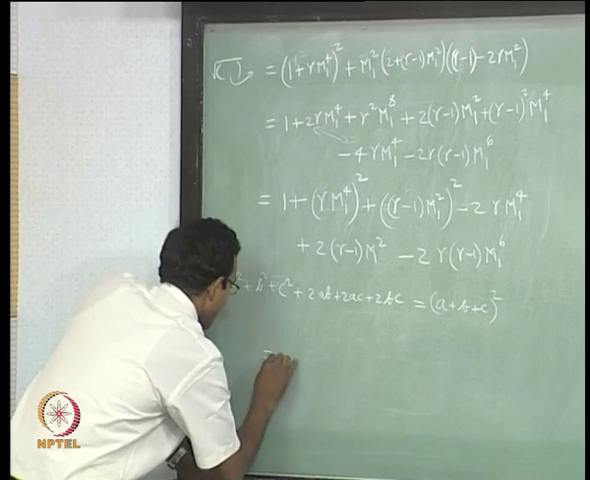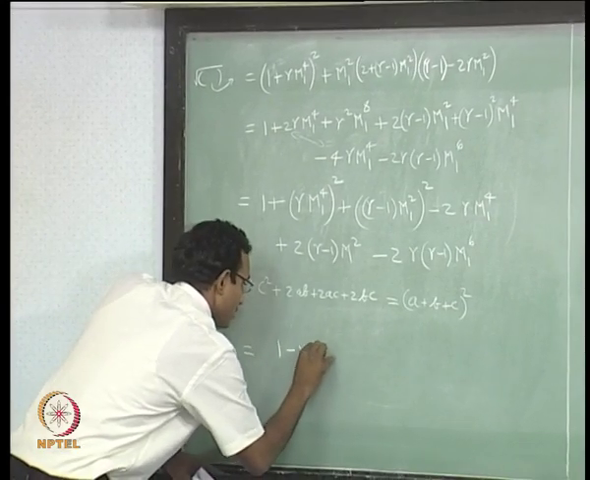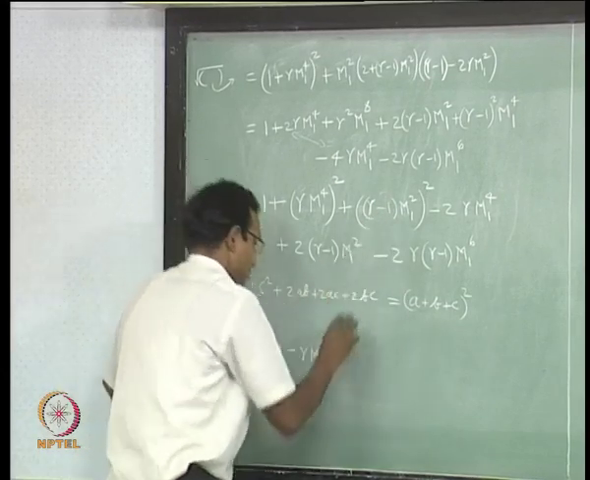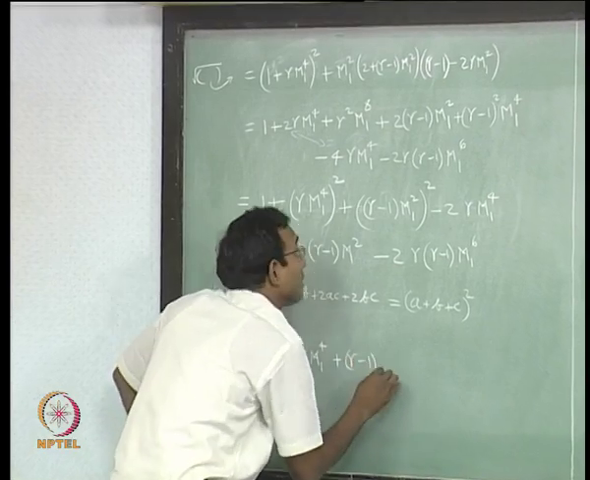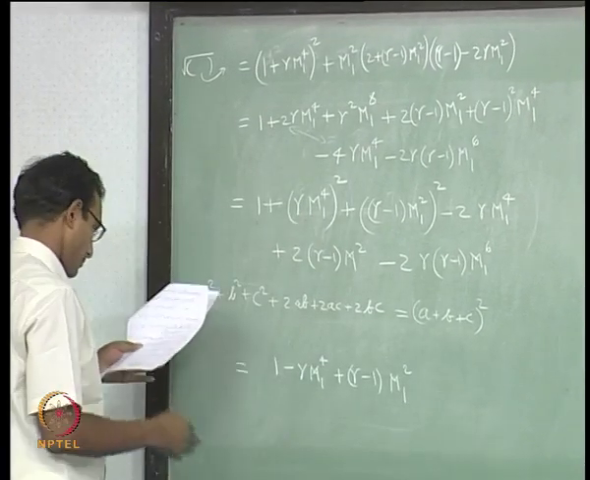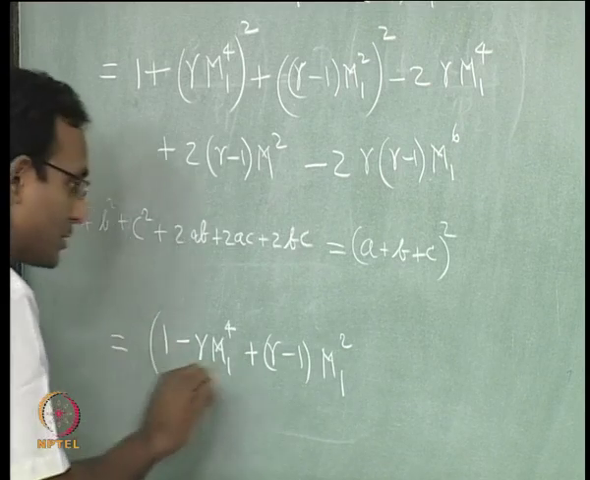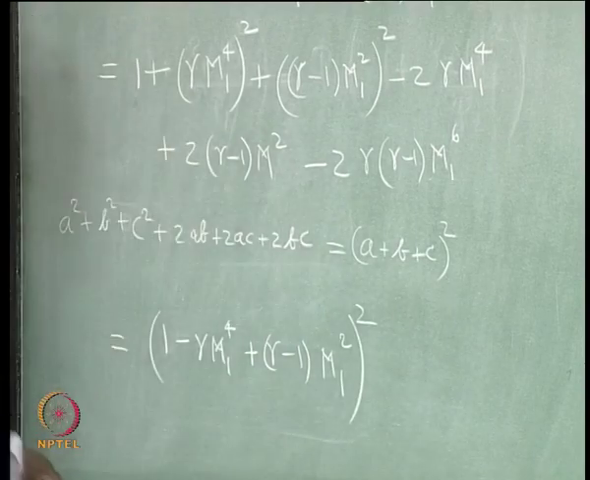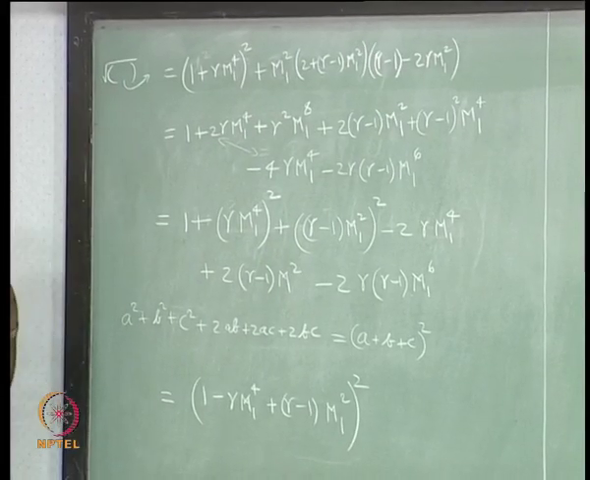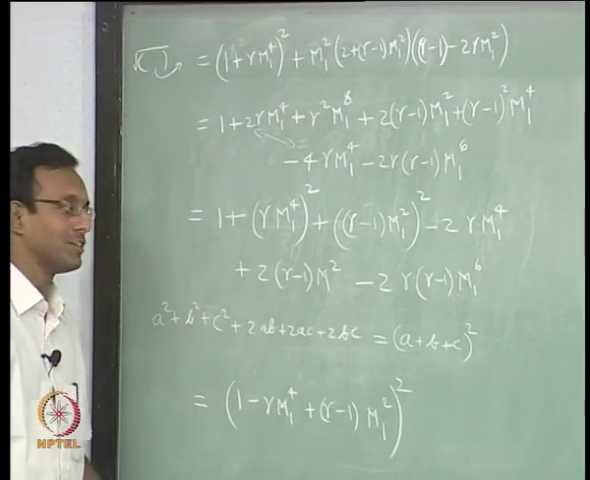So I will write this as 1 minus gamma m1 power 4 plus this term (gamma minus 1) m1 square, this whole square. This is what is inside my square bracket, inside my square root. So my whole square root expression will just be without the square, it just simplifies to that.